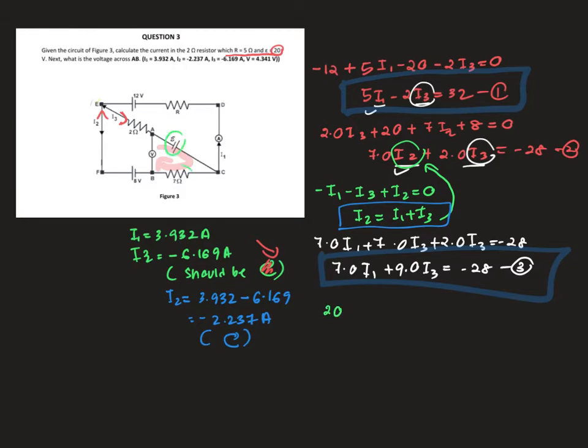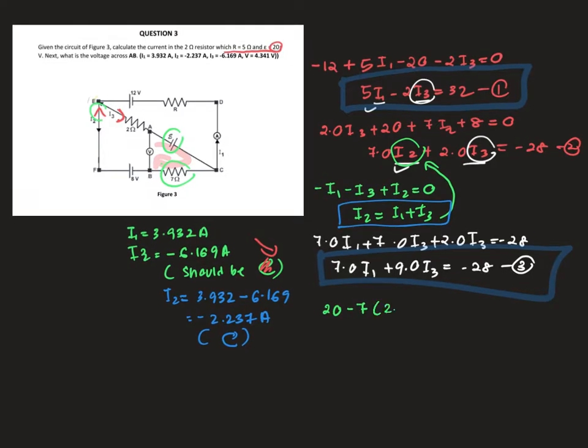And then for the 7 ohm here, because my assumed loop direction and the true current direction are the same, therefore I need to put -7. The I2 value is what? 2.237. Okay, so this equals 4.341 volts. So let's check with another path whether we get the same answer or not.